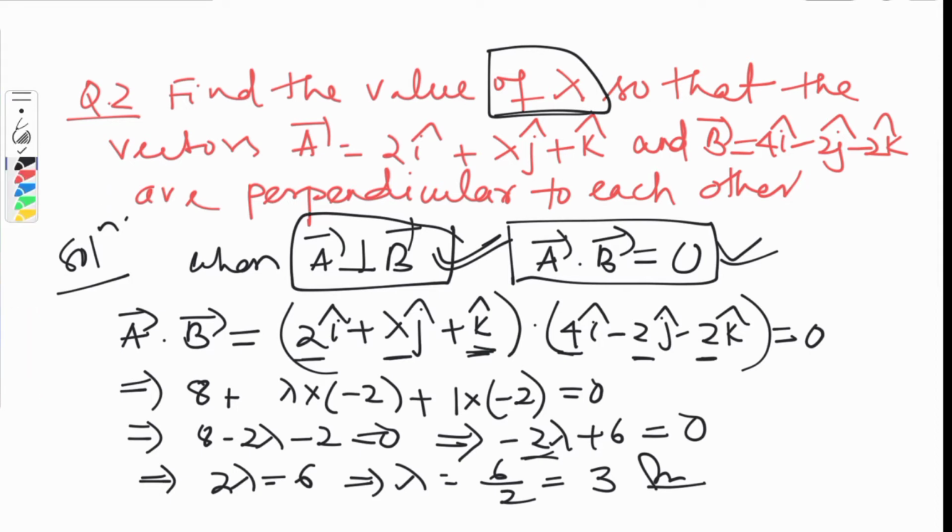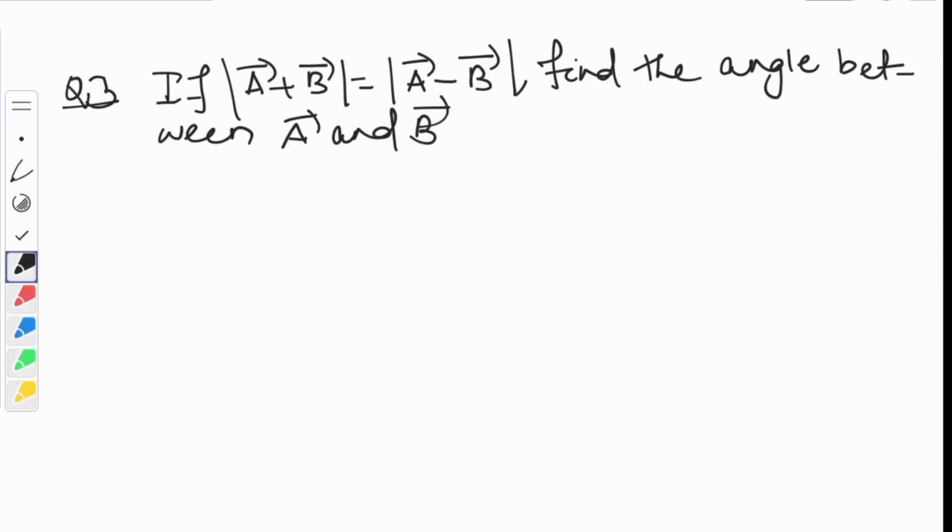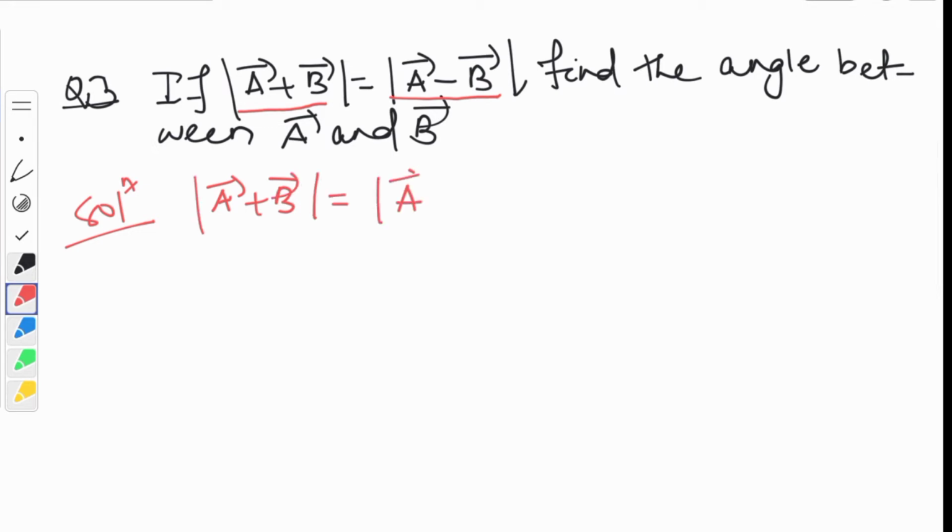Okay, let me clear the board to go for the next question. Now the next question is, if the magnitude of vector A plus vector B is equal to the magnitude of vector A minus vector B, we have to find out the angle between A and B. How to do it now? See children, what is given? A plus B magnitude is equal to A minus B magnitude, children.